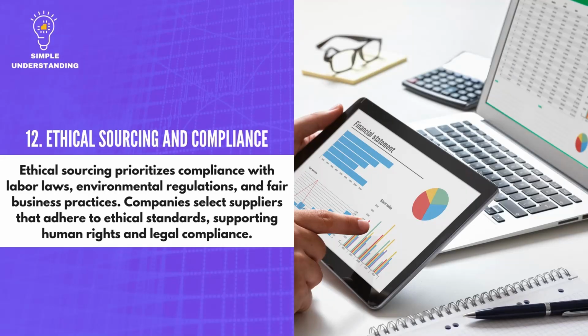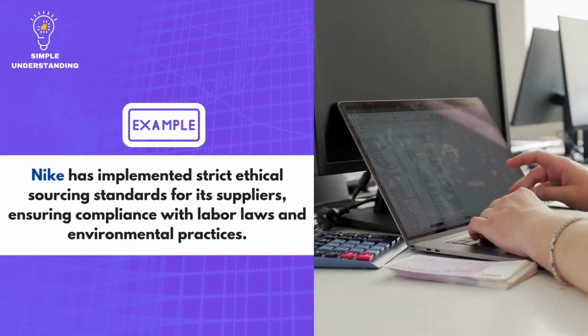12. Ethical sourcing and compliance. Explanation. Ethical sourcing prioritizes compliance with labor laws, environmental regulations, and fair business practices. Companies select suppliers that adhere to ethical standards, supporting human rights and legal compliance. Real company example.